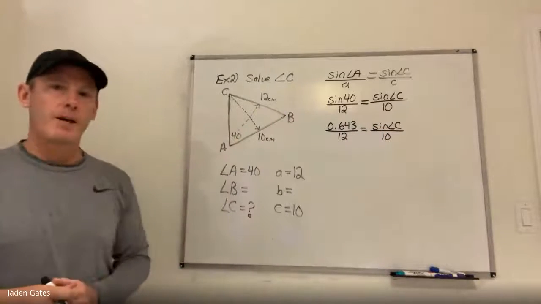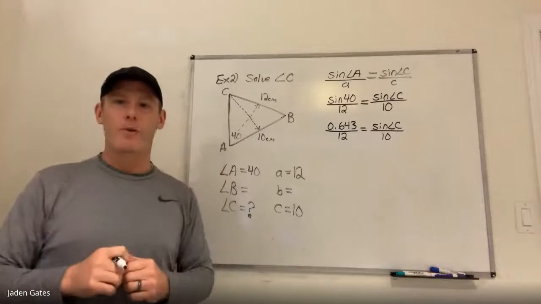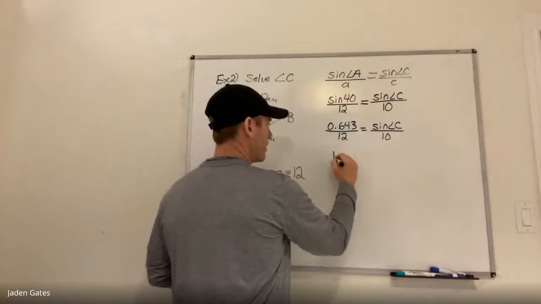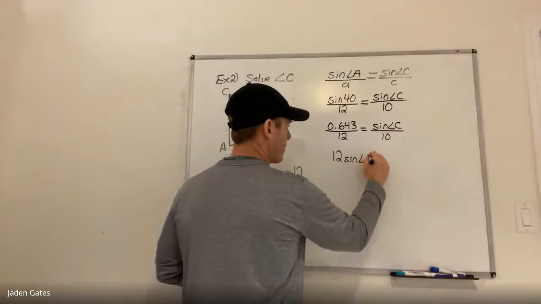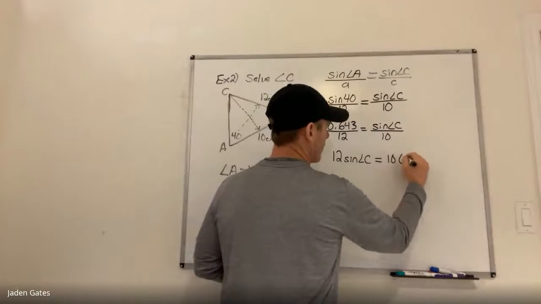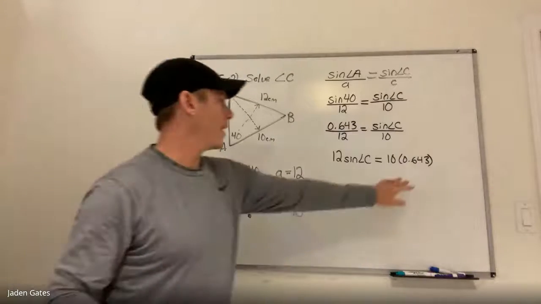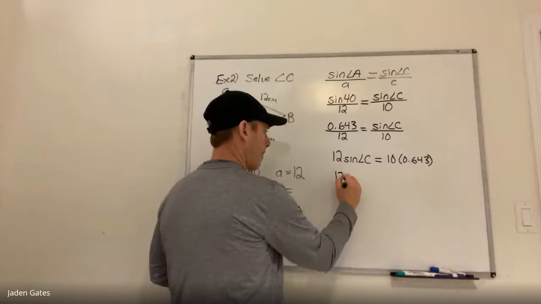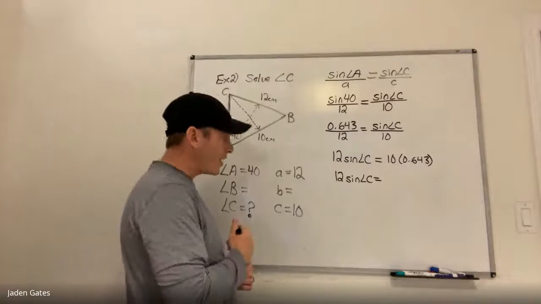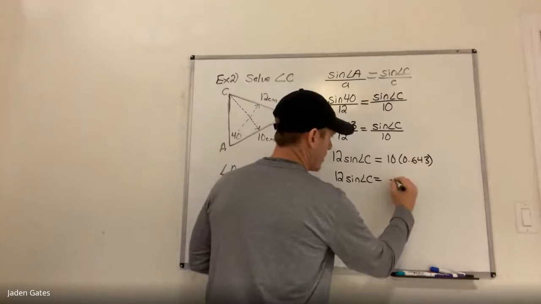All right, so here I'm at. I've simplified everything. I have a fraction equaling a fraction. So to get everything all straightened out and get rid of fractions, I'm going to cross multiply again. So I'm going to go 12 times sine C, sine angle C, I should say, same thing. Then I got 10 times 0.643. All right, well, what can I simplify? I can simplify this right here. So 10 times 0.643. Again, anytime you multiply by 10, you're just going to move the decimal one to the right. So it's going to be 6.43.